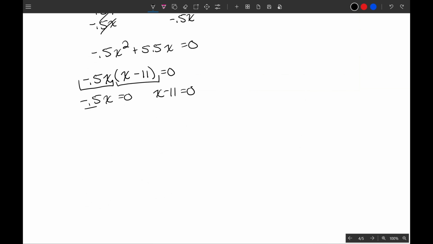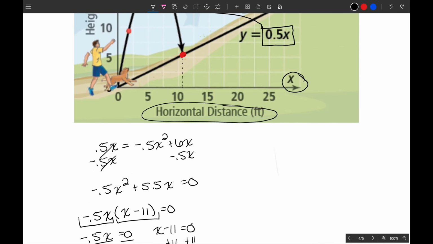All right, and then we're going to solve. So I divide by negative 0.5, so x is equal to 0. I add 11, so x is equal to 11. So obviously, it's going to cross that line that we have showing up here 2 times.